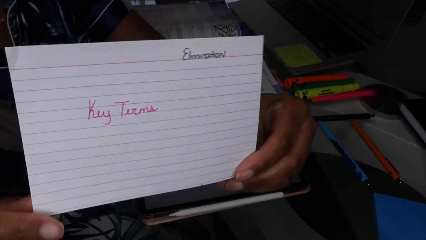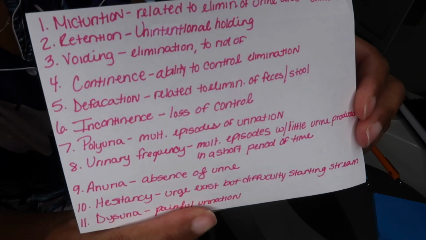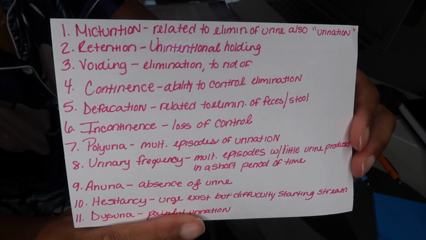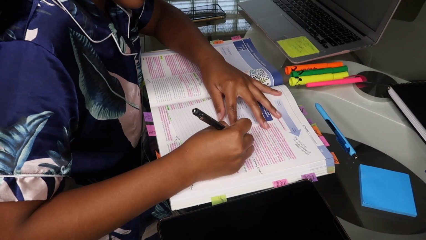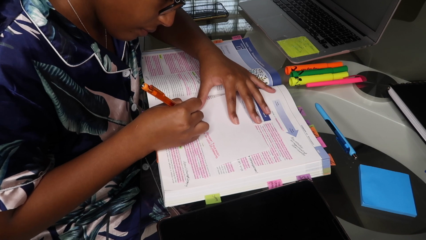So on the front here, I have key terms, and then on the back, I have all of the information. And had I had any notes for my key terms, I would have used orange. So I'm just going to continue to do this through the rest of all of my headings.